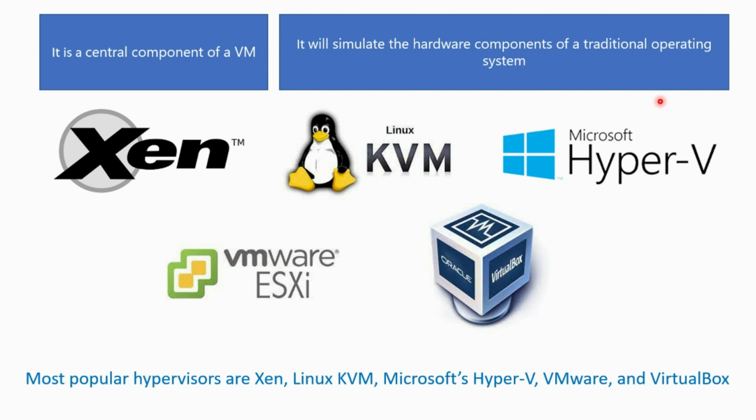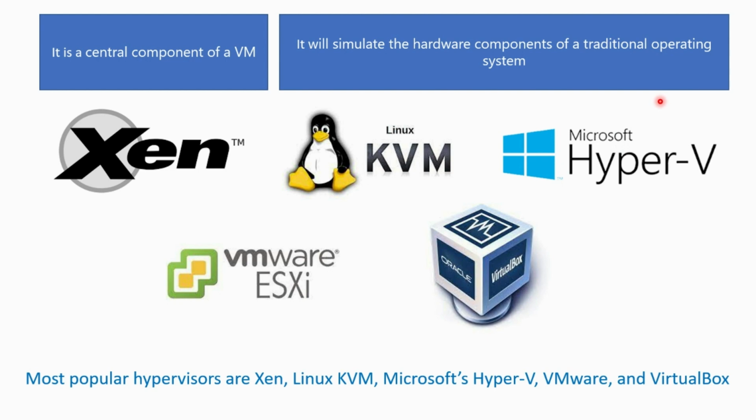Now, as we have seen in the previous slide, the central component of a VM is a type of software called a hypervisor. This hypervisor will simulate the hardware components of traditional operating systems. Virtualized versions of hardware resources like CPU, IO, memory, and others will be available in your hypervisor.